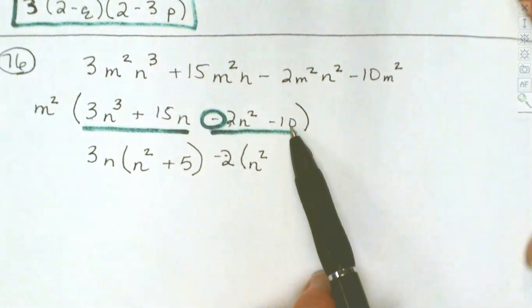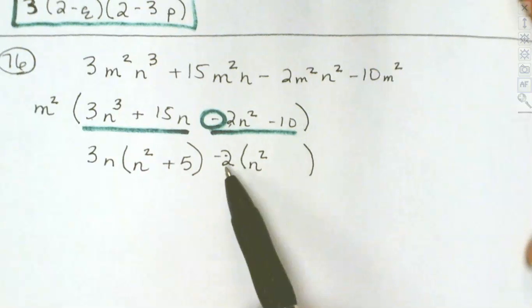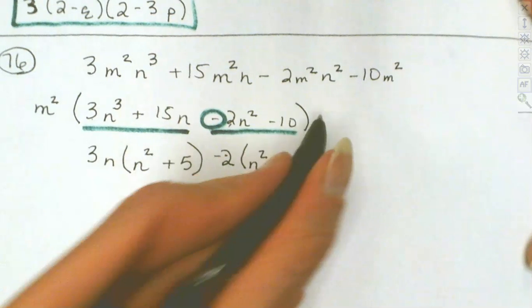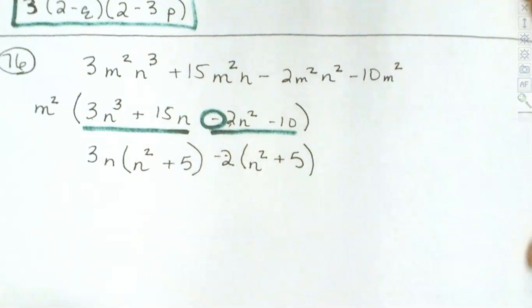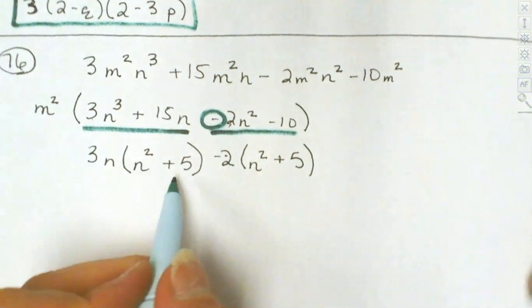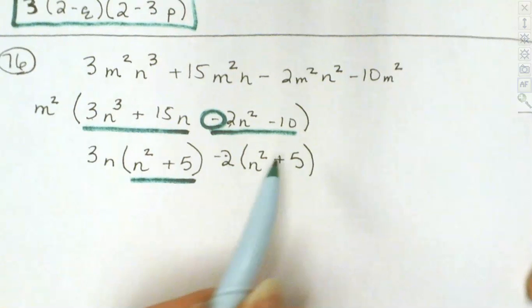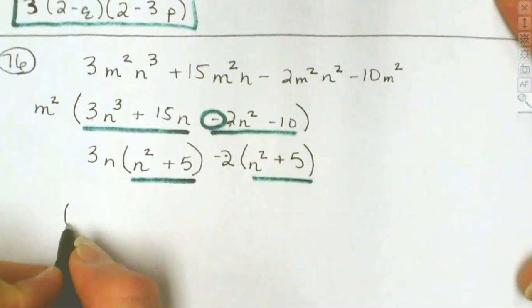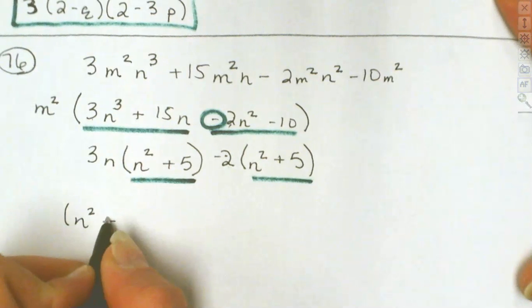What about the next piece? Negative 10 divided by negative 2. Negative and negative makes it a positive 5. Are my groupings identical? If they're not, you made a mistake, or you'll have to come up with a different technique. In this case, they are the same. So they can come out as an n squared plus 5.